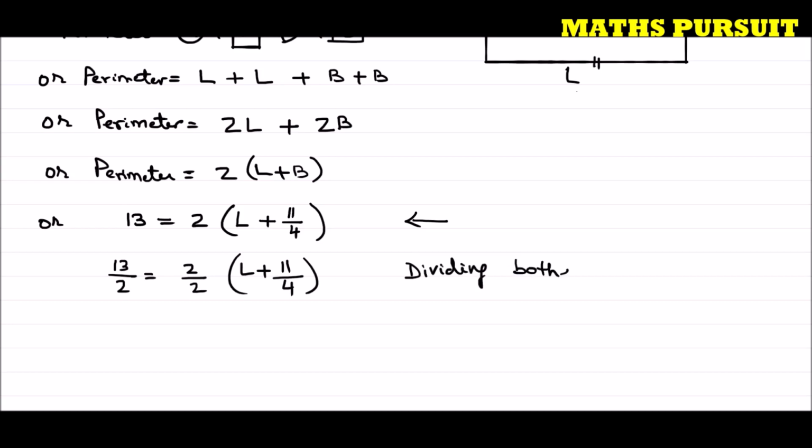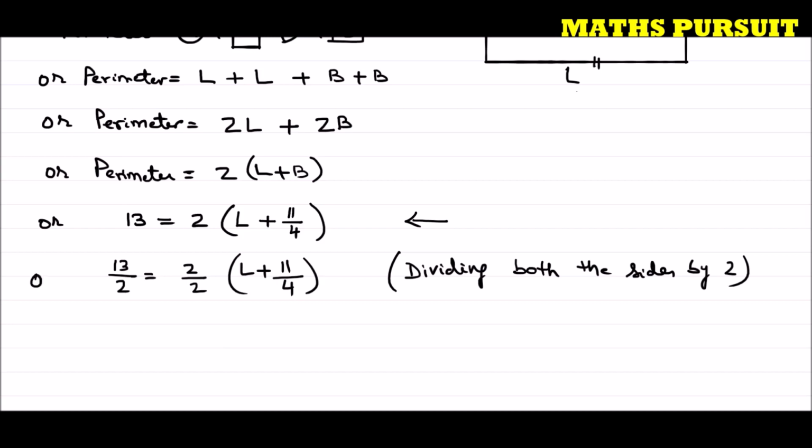Dividing both the sides by 2. Why by 2? Because our main criteria is to remove this 2. In order to remove this 2, I am dividing both the sides with 2. So what we got, 13 upon 2 is equal to 2 upon 2 into L plus 11 upon 4.